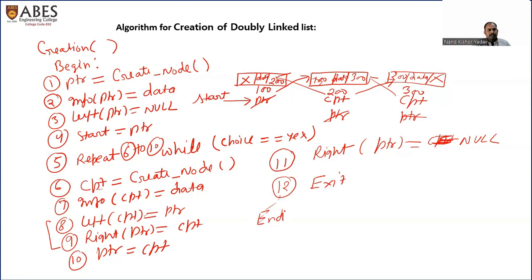So these are the steps by which we can create a doubly linked list.